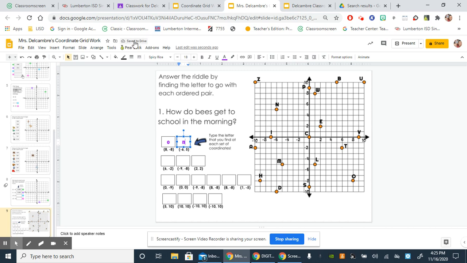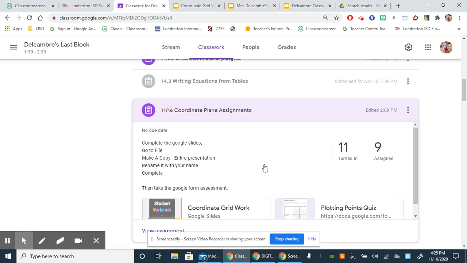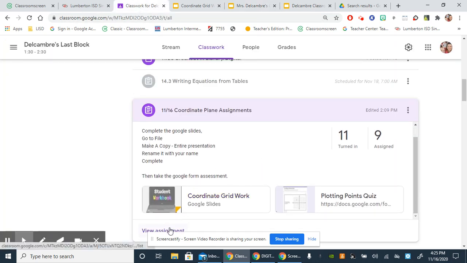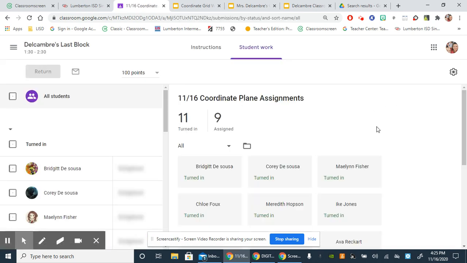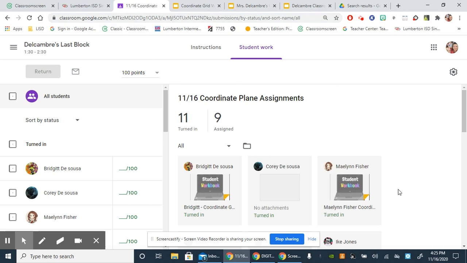When you're done with that, you're going to view the assignment. You're going to submit it. And when you submit it, you're going to add this. So you're going to go to Add Google Drive and find it. And then that's what you're going to submit as your documentation.